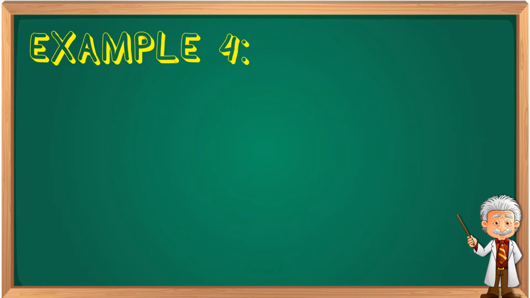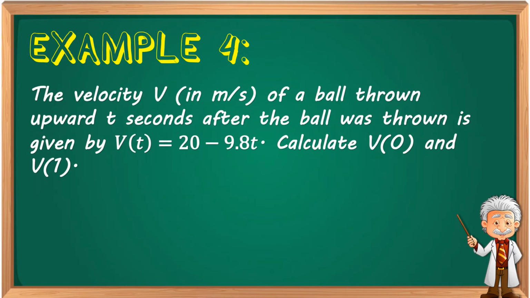For our example 4, we have to solve a problem. The velocity v in meter per second of a ball thrown upward t seconds after the ball was thrown is given by v of t is equal to 20 minus 9.8 t. Calculate v of 0 and v of 1. So, dito sa problem na to, just visualize this one. You are holding a ball and tinapon mo siya pataas. So, a ball is thrown upward. So, the function is given, which is v of t is equal to 20 minus 9.8 t.